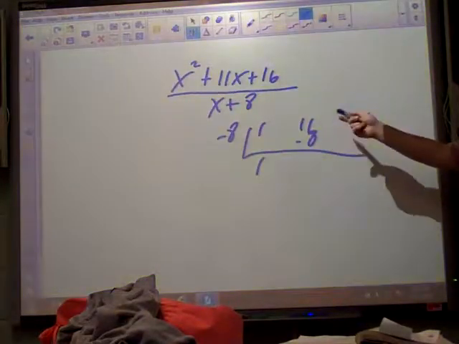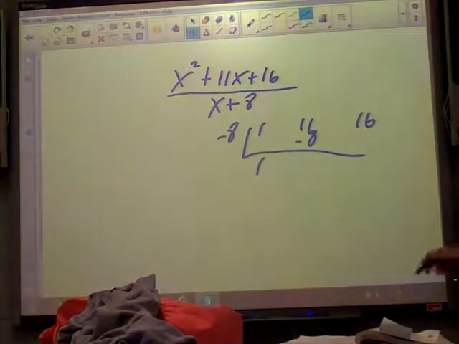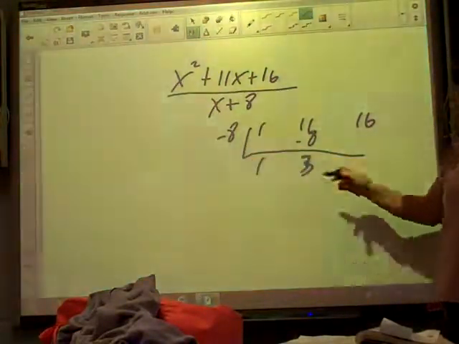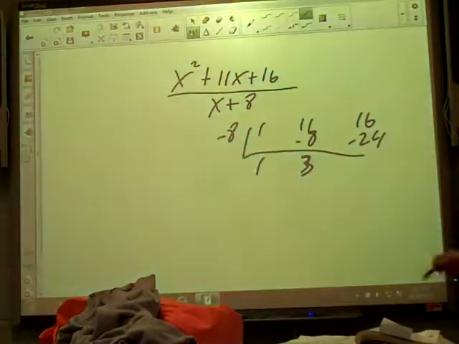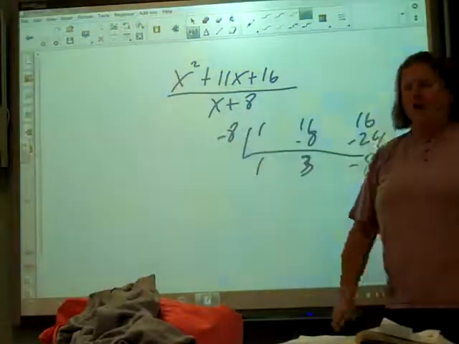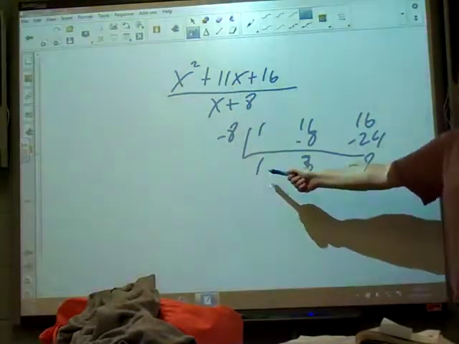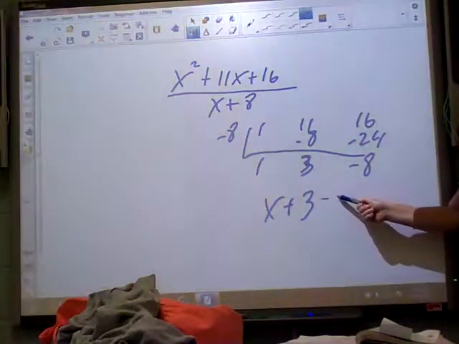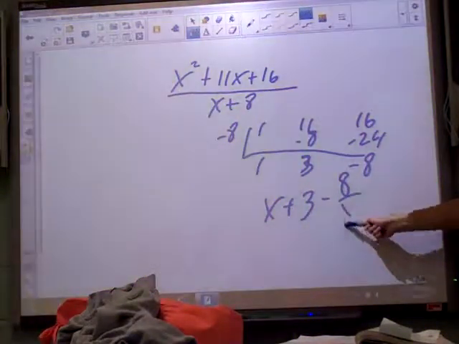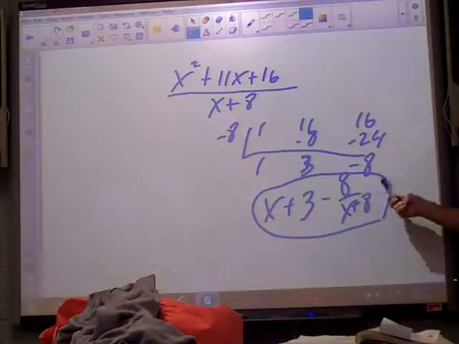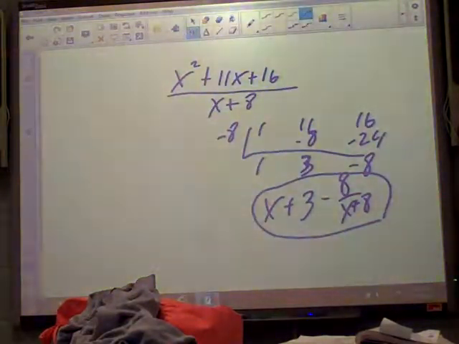Now Mason's adding, because we're doing synthetic division. 11 and negative 8 is 3. 3 times negative 8 is negative 24. What's 16 and negative 24? Negative 8. We're done. It started off as an x squared, so my answer is an x to the first. So I got 1x, a positive 3, and my remainder over what I divided by. You can't simplify that, can you? No, it'd have to be the whole thing or nothing on that. Good question.